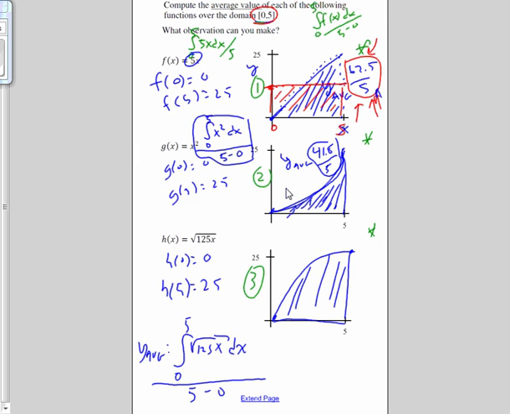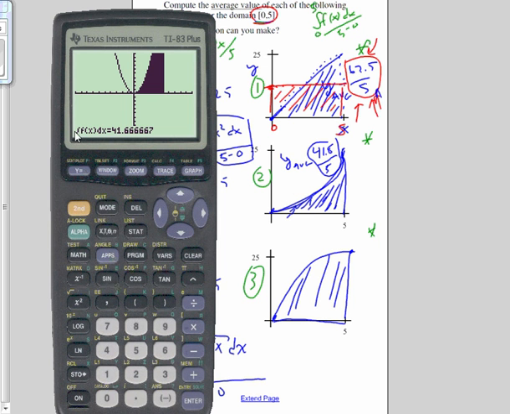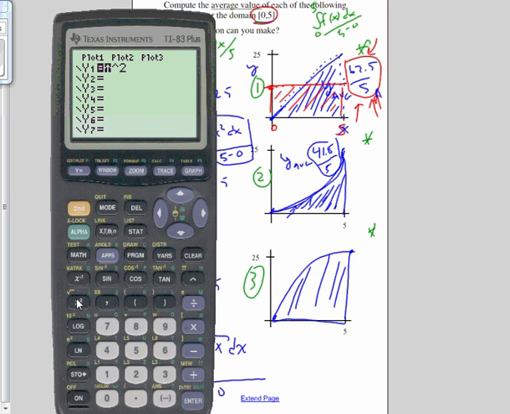So go to the calculator. Hopefully you're becoming pretty familiar with these calculator functions. And we're going to do the square root of 125x. We can't really see the function, but we know that it's there. And we're going to integrate from 0 to 5. Second calc, integrate from 0 to 5. And the calculator's thinking, and we get some area, 83.3.